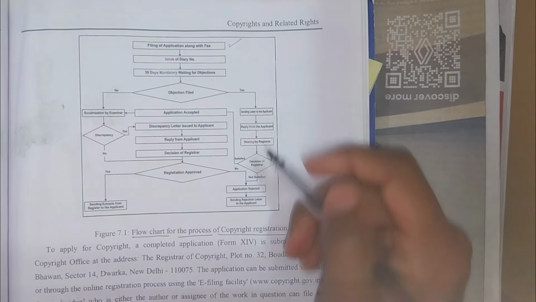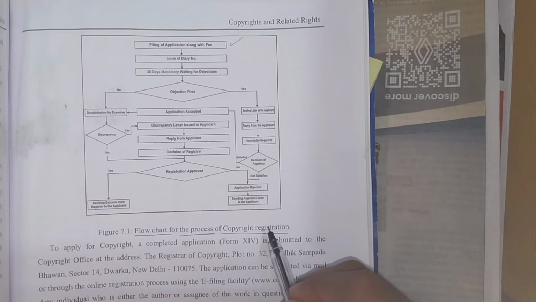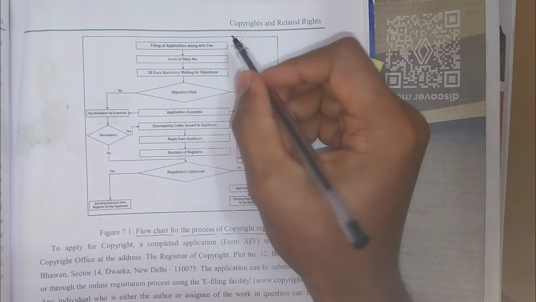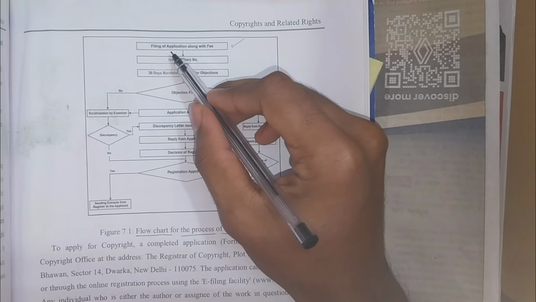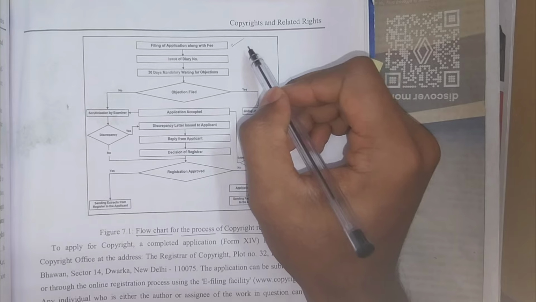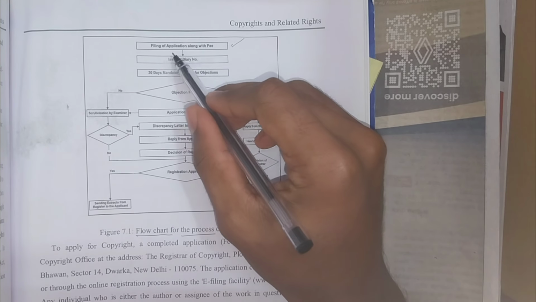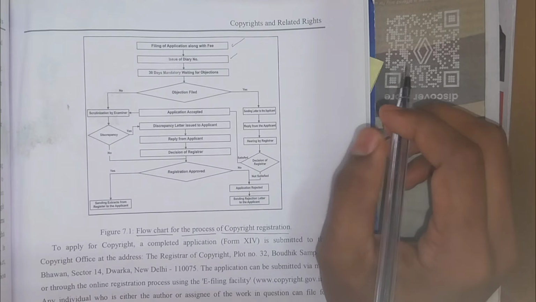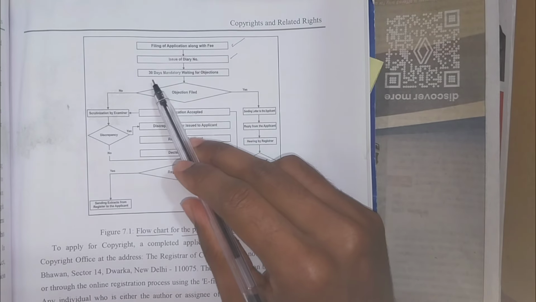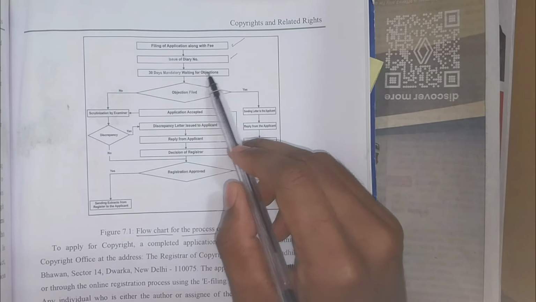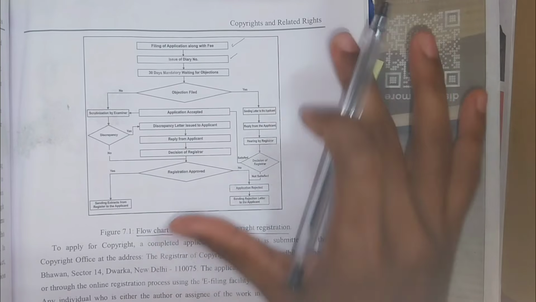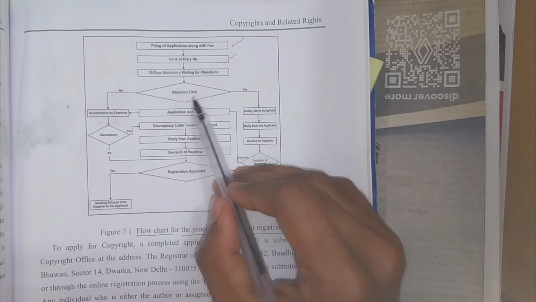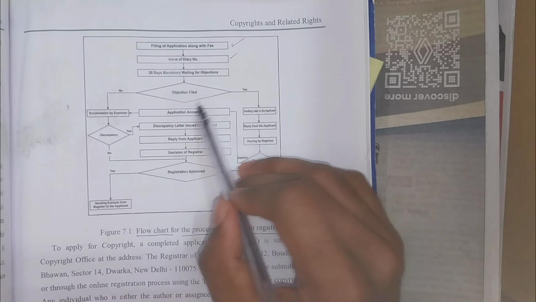To get a copyright registered, you have to fill the application. So that is the thing. And after that, once you fill the application, a diary number is issued, you will get a diary number. After that, within 30 days it is mandatory to wait for objections. So you have to wait for 30 days. Then objections will be filed.